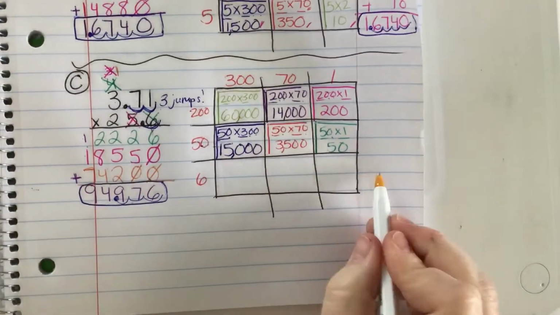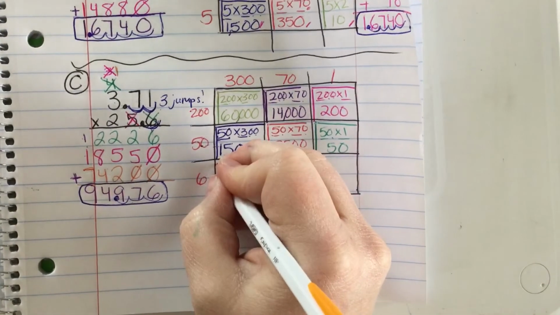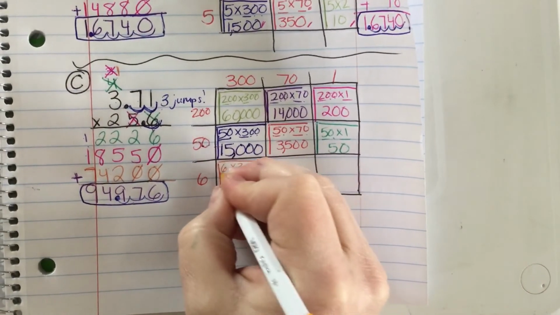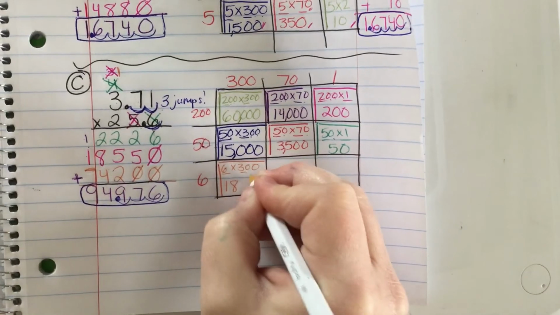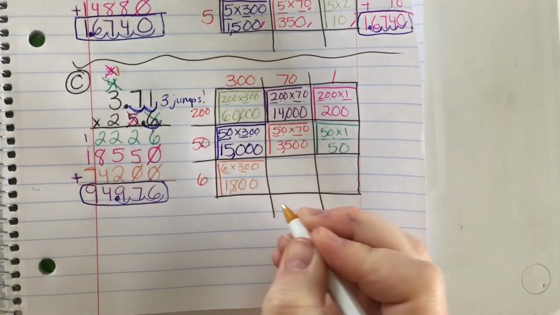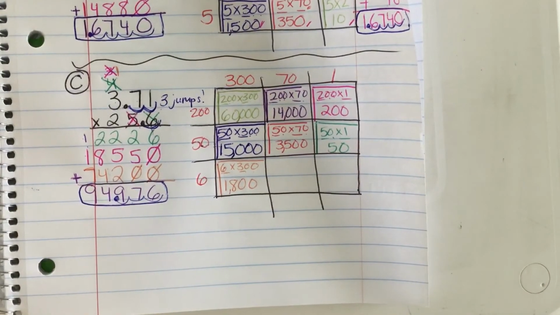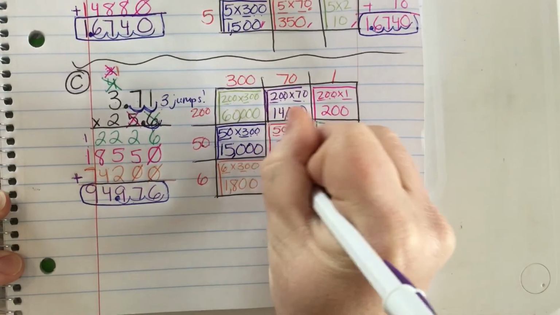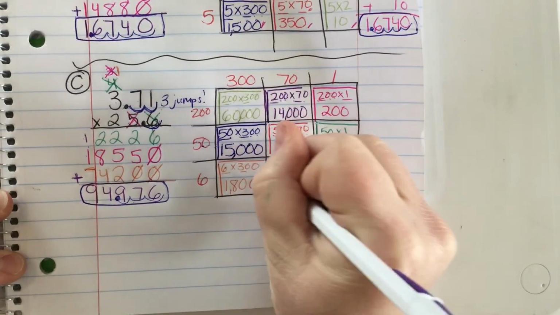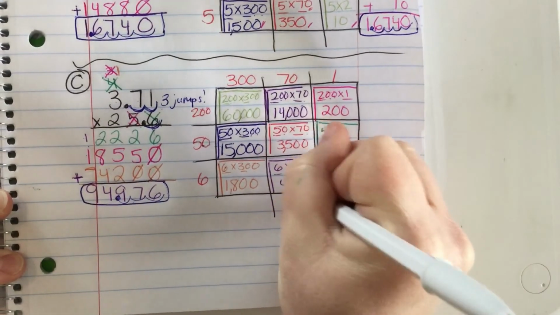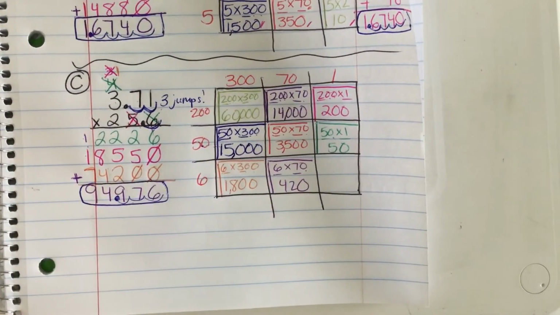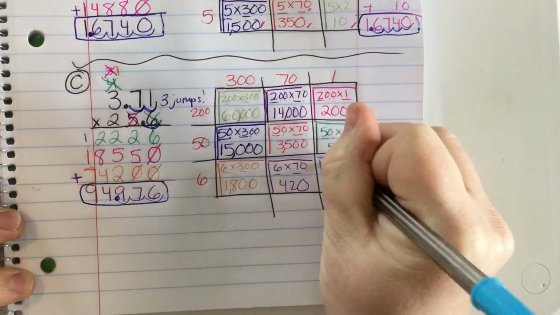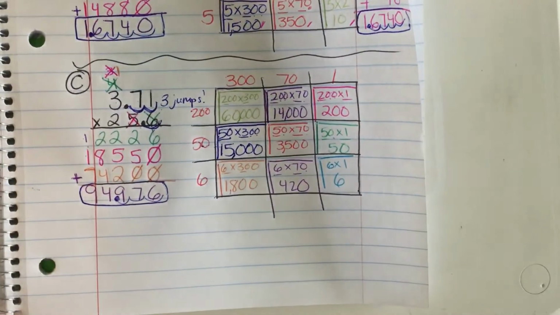All right, this is our 6s row. So 6 times 300. 6 times 3 is 18. 1, 2 zeros. 6 times 70. 42. 1, 0. And last but not least, our very last little box here, 6 times 1, which is 6, no zeros.